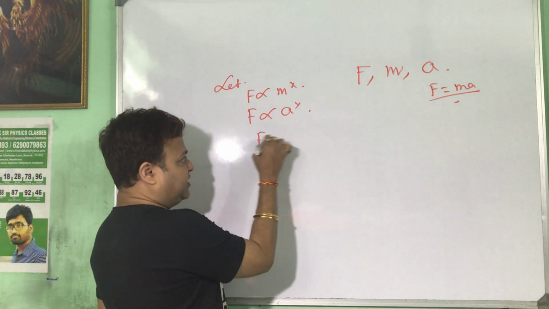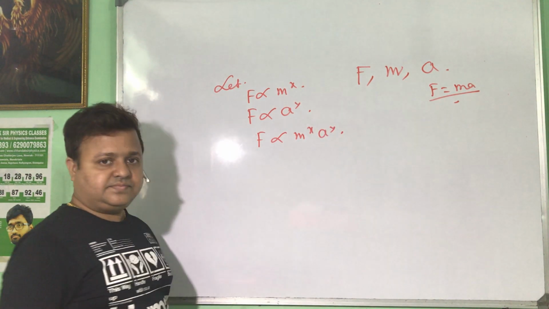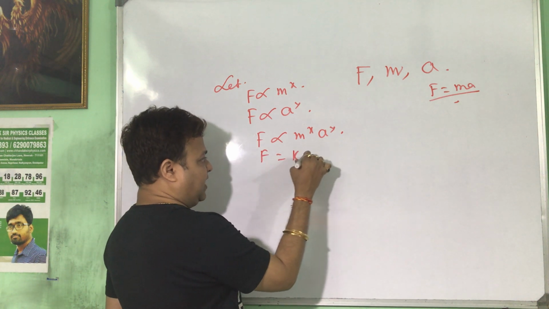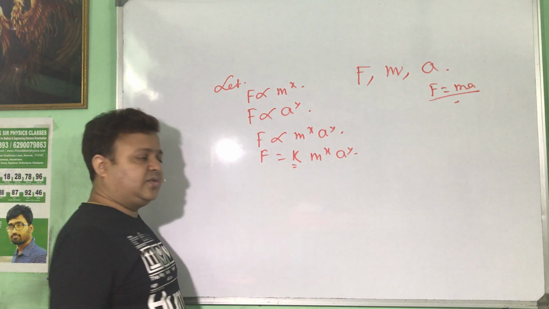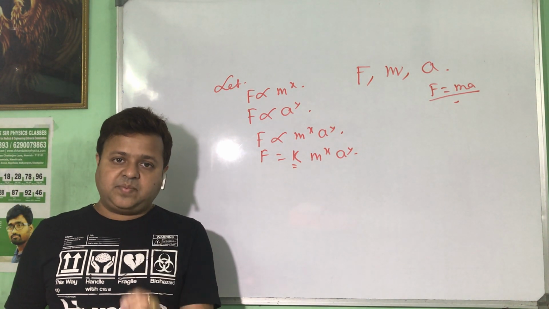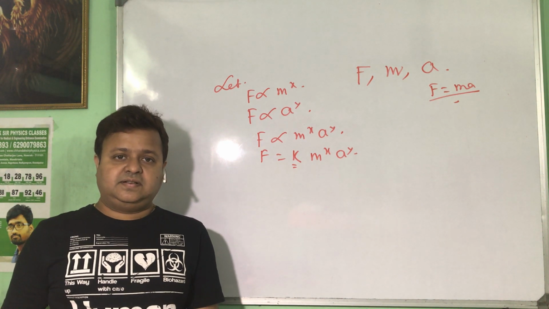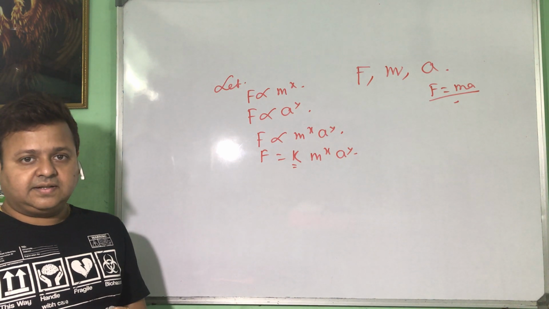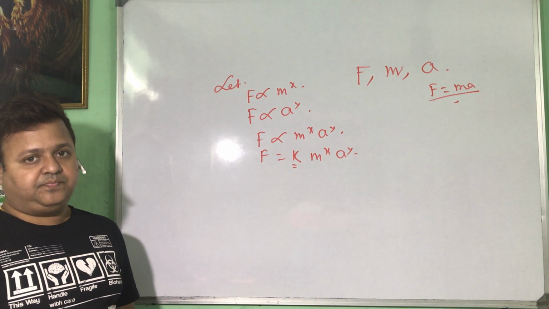We have to find the value of y. By joint variation, m to the power x, a to the power y, or F equals k into m to the power x, a to the power y. K is a constant. This is called the variation constant. That is the mathematical constant. All types of mathematical constants are always dimensionless. Clear? I said it a little earlier. K is a variation constant, a mathematical constant, a dimensionless quantity.